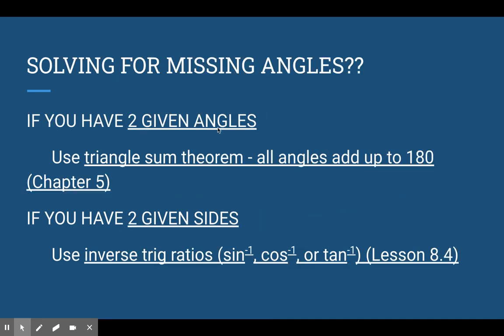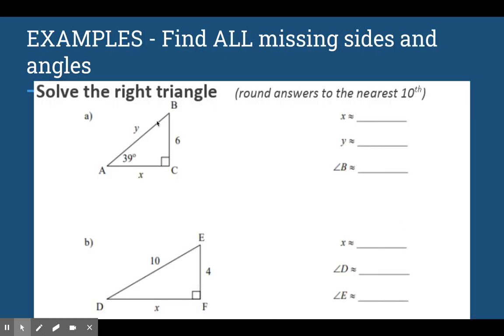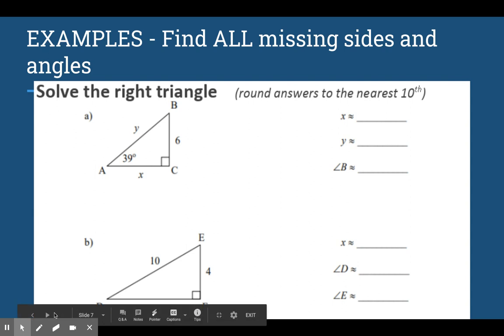Okay, if you're solving for missing angles, if you have two given angles, you're just going to use triangle sum theorem. Remember, all angles add up to 180 degrees, which is a review from chapter 5. If you have two given sides and no other given angles besides the 90-degree angle, you're going to use inverse trig ratios: inverse sine, inverse cosine, or inverse tangent. That's a review from lesson 8.4. Okay, and now we just have two examples. So let's take a look.